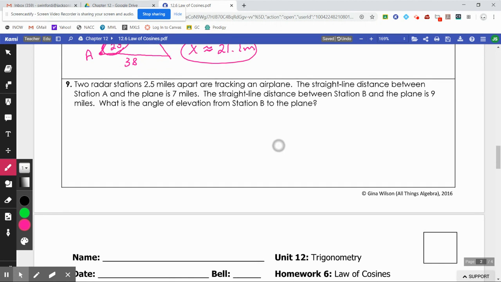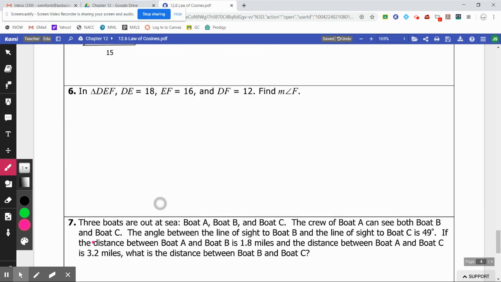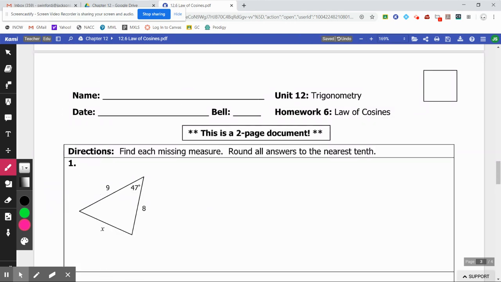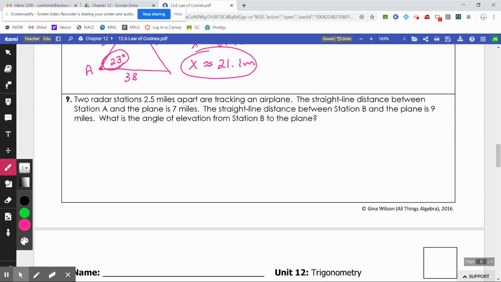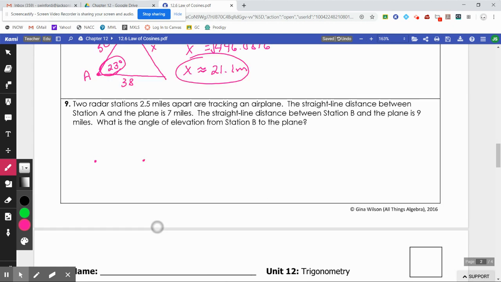Okay, and the last problem, 2 radar stations 2.5 miles apart. You have 2 radar stations. The distance between the two is 2.5 miles, and you got to be careful about units here. Make sure that your units are uniform. If that's going to be 2.5 miles, then everything has to be in miles.